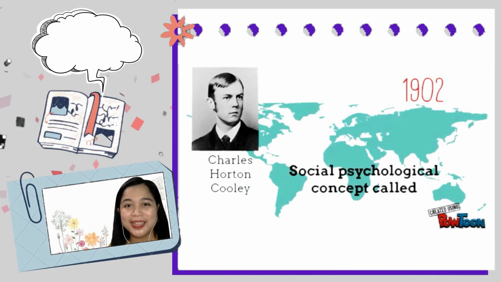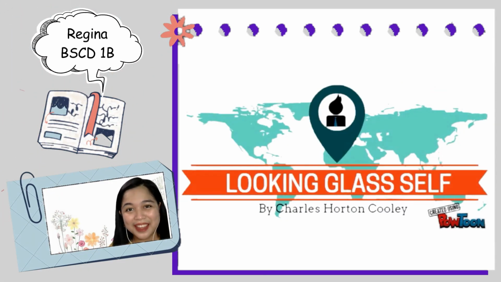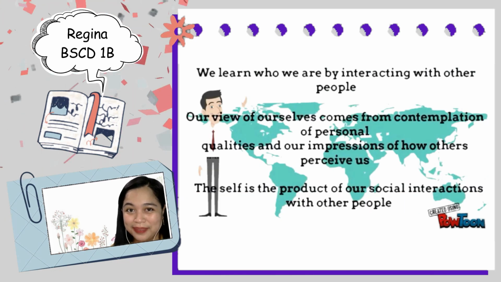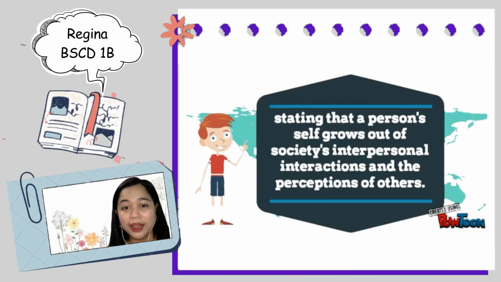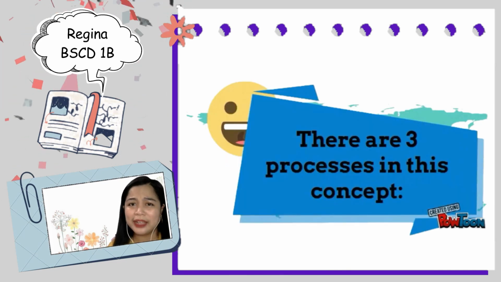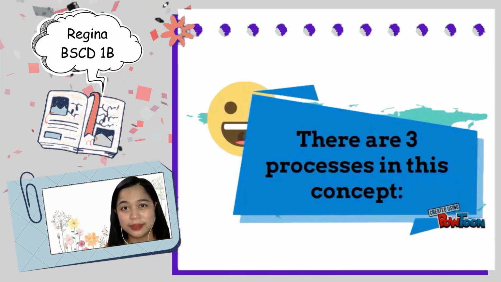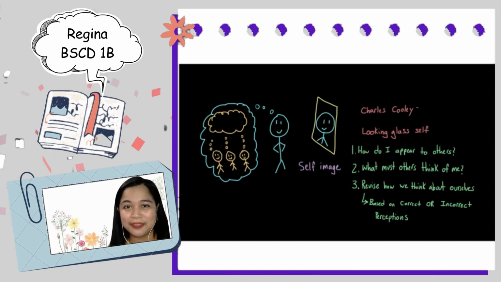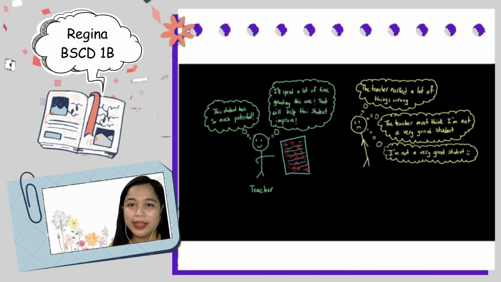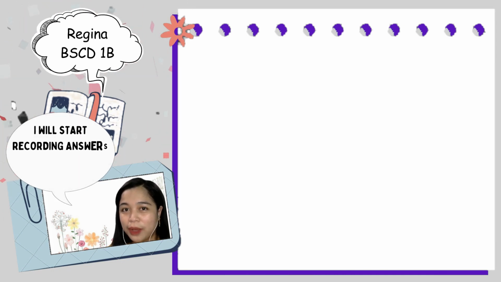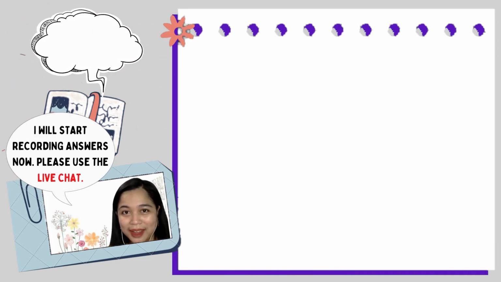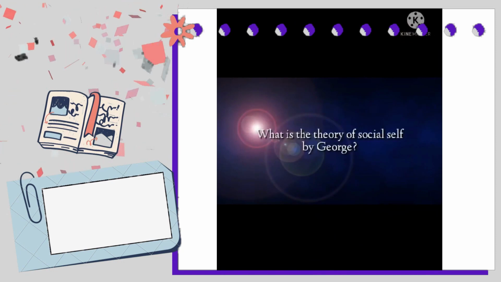Now we go to Cooley's 3 steps in developing self-image or self-concept. And number 1, an individual in a social situation imagines how they appear to others. Okay, can I hear in the live chat, if you are in a social situation like enrolling, do you think about what others think of you when you enter?